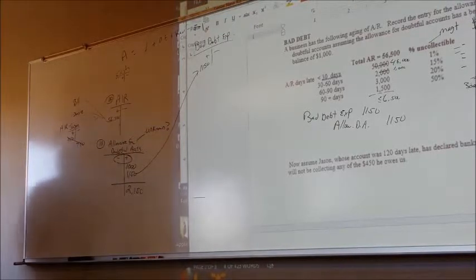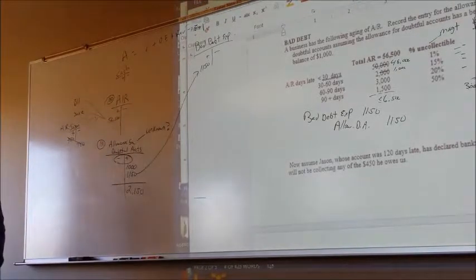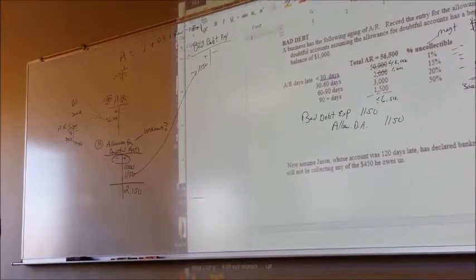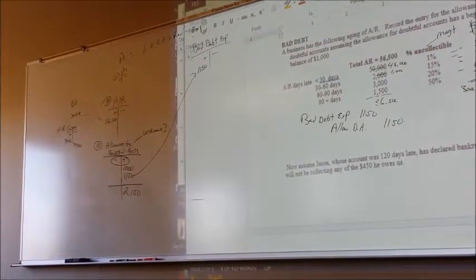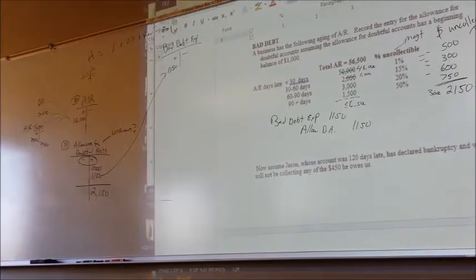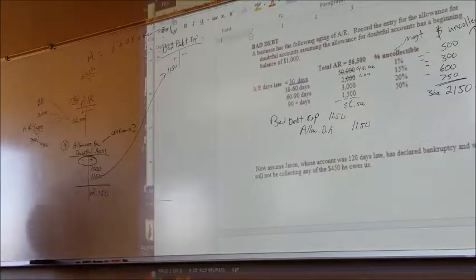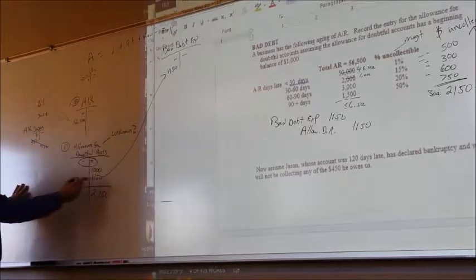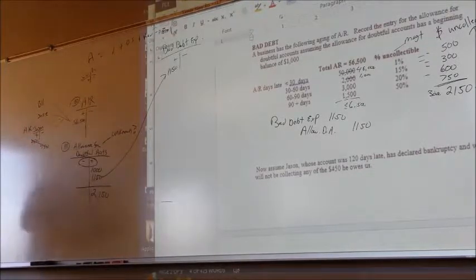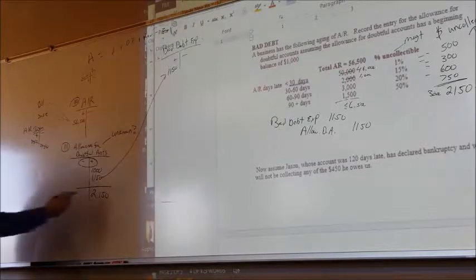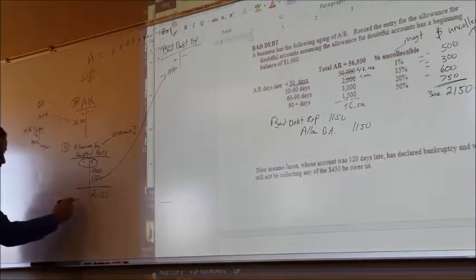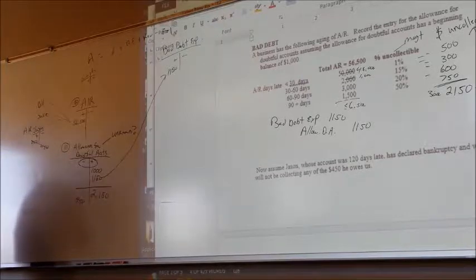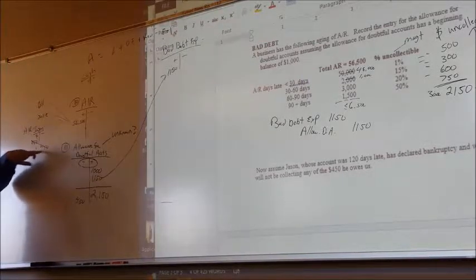That's my credit. What do you think my debit is? Allowance. Anybody else? Bad debt expense? Have I already accounted for this $450 somewhere? Yes, I have. Jackie's right. I accounted for it right here. I just didn't know who it went to. Now I know that of the 2,150 that's unknown, 450 of it is no longer unknown. 450 of it was Jason.